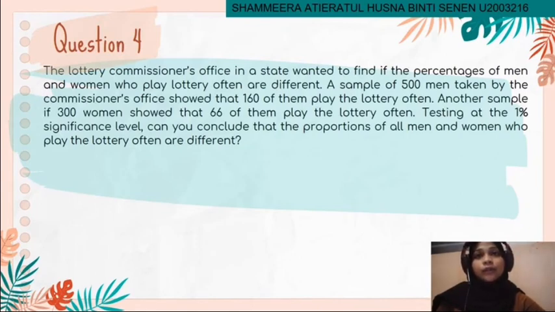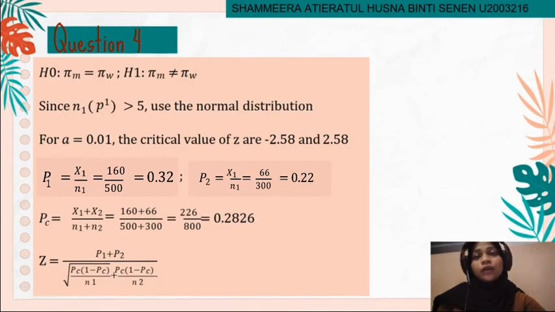The Lottery Commissioner's Office in a state wanted to find out if the percentages of men and women who play the lottery often are different. A sample of 500 men taken by the Commissioner's Office showed that 160 of them play the lottery often. Another sample of 300 women showed that 66 of them play the lottery often. Testing at the 1% significance level, can you conclude that the proportions of all men and women who play the lottery often are different? From this question, we can conclude that this is a two-sample test of proportions.